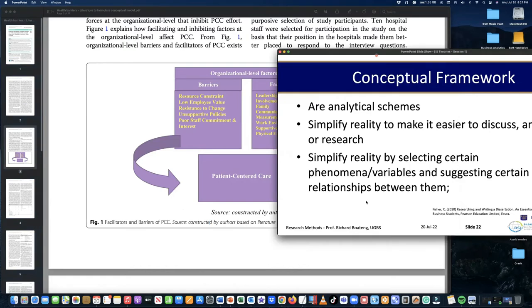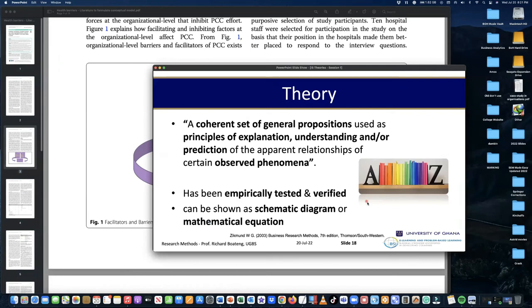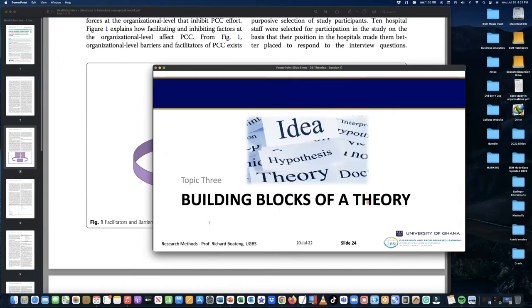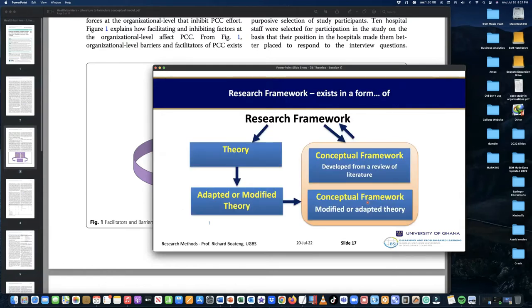So let's go back. Look at what happens. A research framework or a conceptual framework. Your research framework can be developed either through a theory. You modify it, and when you modify, you get a conceptual framework, like the proposed research model. And such a proposed research model can either be an adapted theory or developed from the literature, and you call it your research framework.